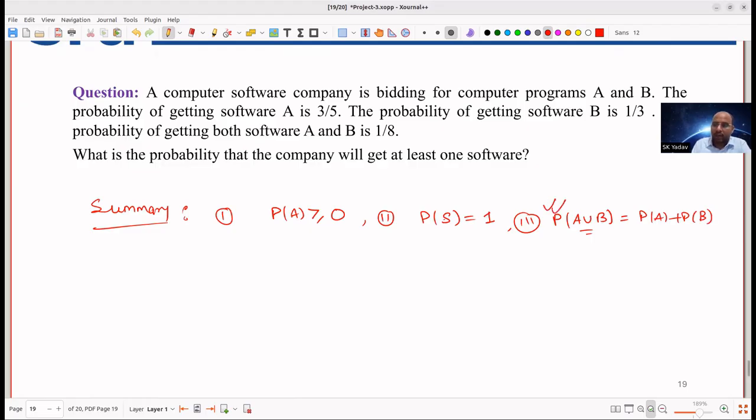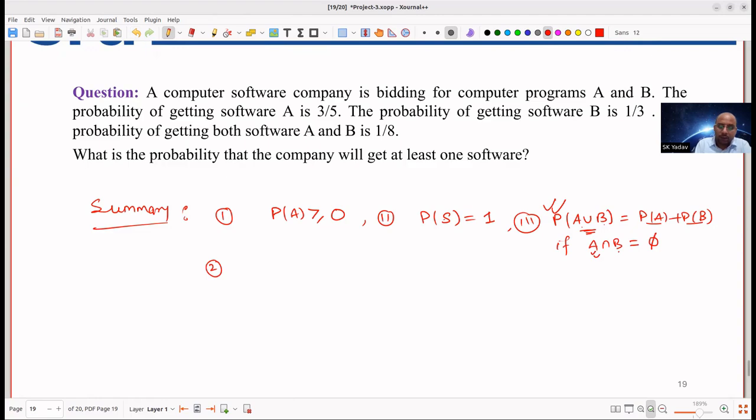And this rule can be extended to any number of events A, B, C, D. In that case, A union B union C union D will be P of A plus P of B plus P of C plus P of D. The only condition is that A intersection B is equal to phi, meaning the events are mutually exclusive. That means if A happens, B will not happen, and if B happens, A will not happen.